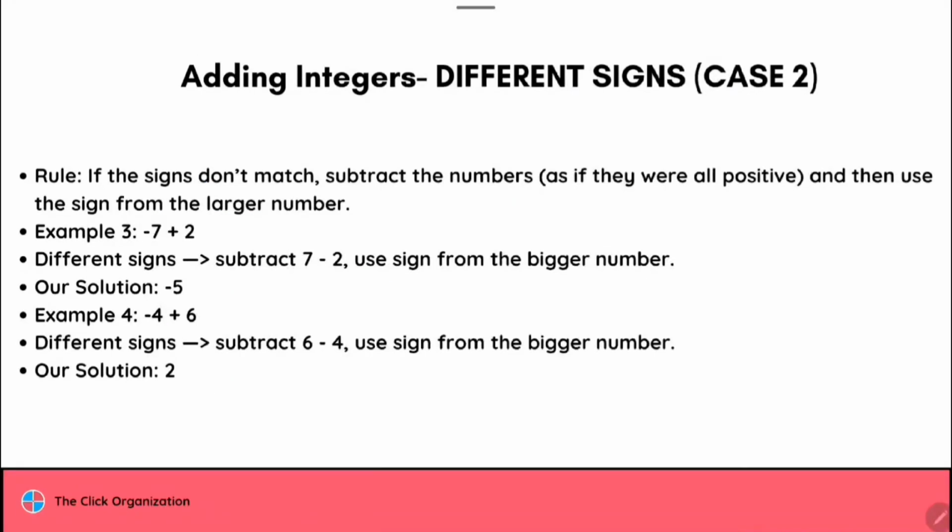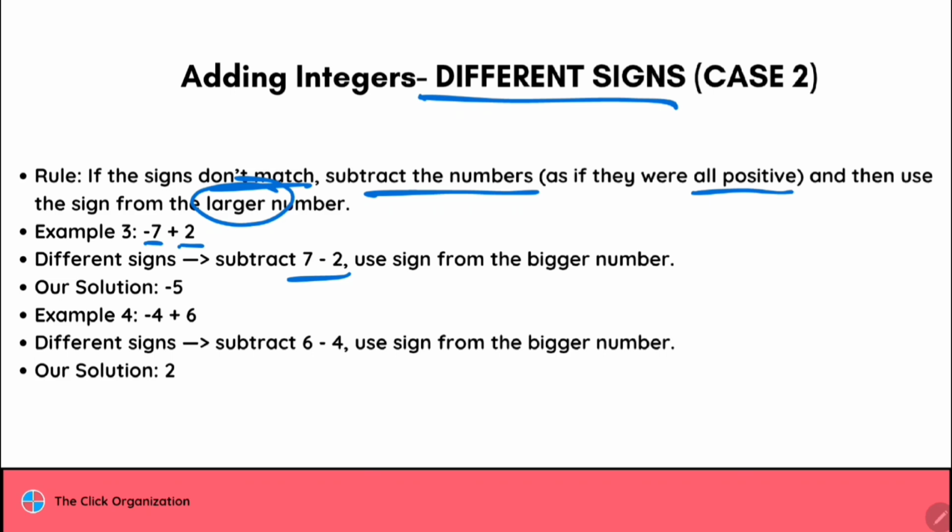The next case we have is case 2, which is adding integers of different signs. The rule says if the signs don't match, subtract the numbers as if they were all positive and then use the sign from the larger number. Now let's look at example number 3. It says -7 plus 2. As you can see here, the integers have different signs, right? In that case, simply subtract the numbers. So 7 minus 2, and then use the sign from the larger number. Here the larger number would be 7, right? So the sign of 7 is negative. So the answer would be -5.